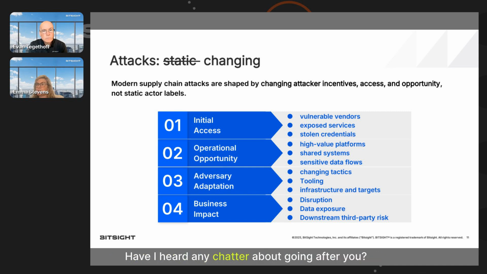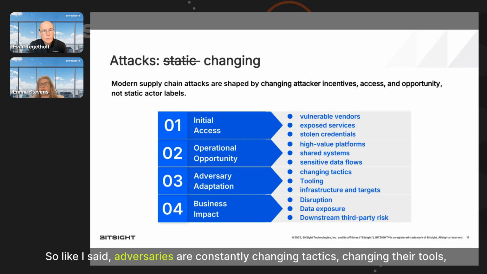Have I heard any chatter about going after you? So like I said, adversaries are constantly changing tactics, changing their tools, changing who they're going after, and looking for the biggest disruption, which is typically going after a vendor, because it's going to have a sort of domino effect.